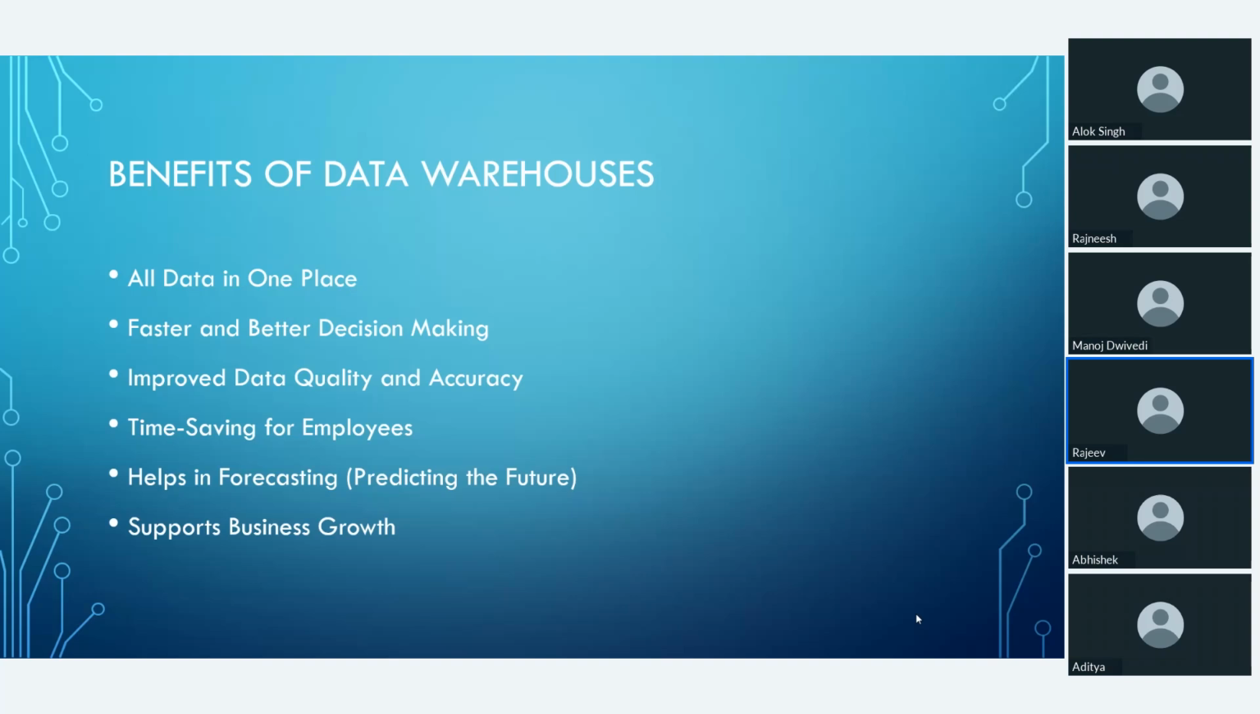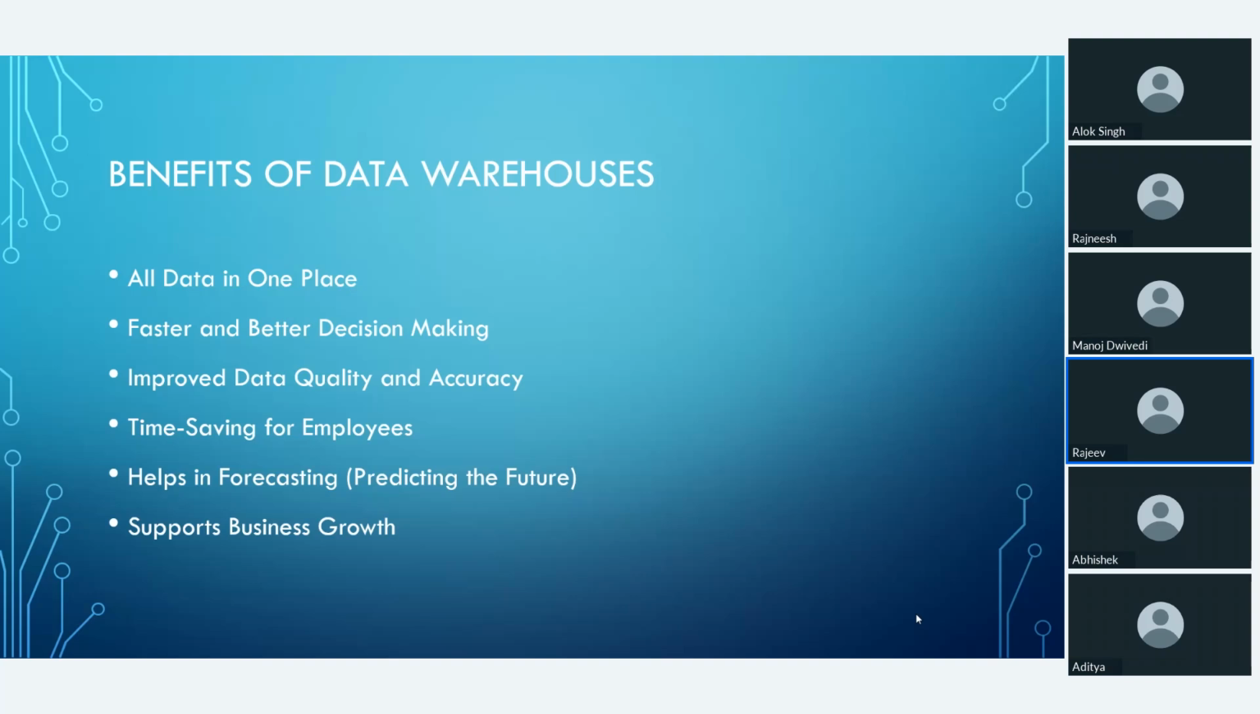Then second is faster and better decision making. What that means is that a data warehouse can get you reports, charts or dashboards within a fraction of a second, instead of asking different stores or waiting for reports or manual rechecking by the manager. The manager can take a decision very fast, or see the reports very quickly, and decide what to order and at which time.